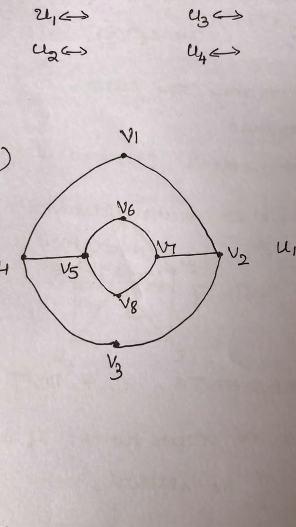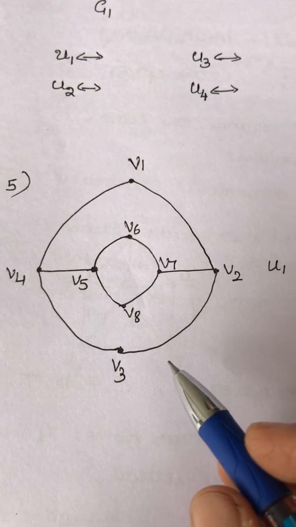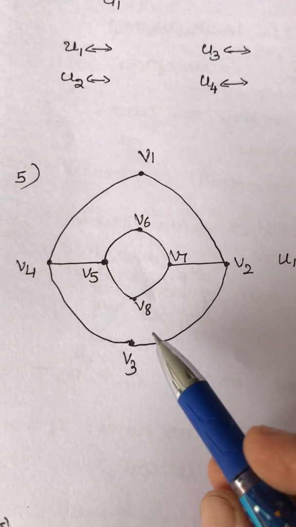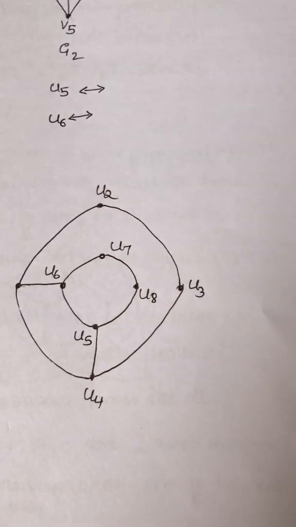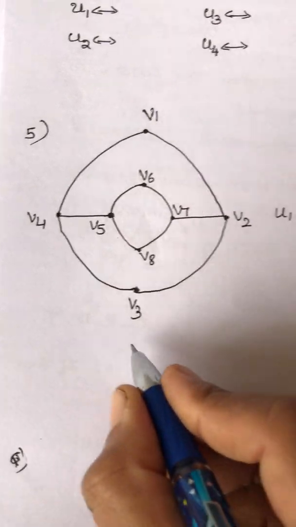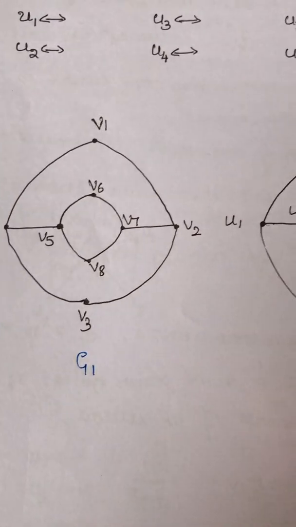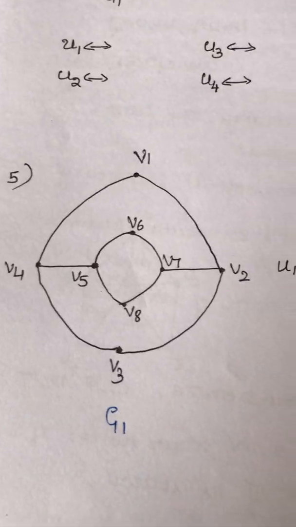Hi guys, today we will continue our problems on isomorphism. We have already discussed this problem online, but still I want to discuss it. So these two graphs I call G1 and G2. The question is, are they isomorphic?